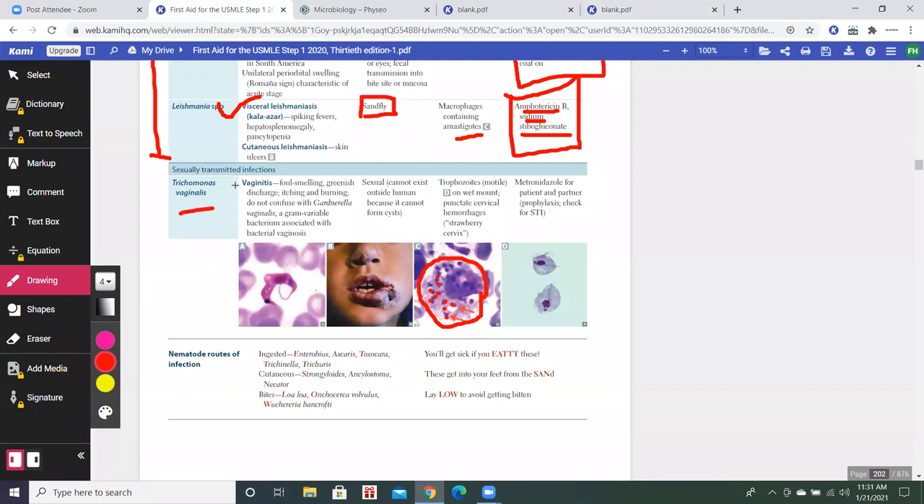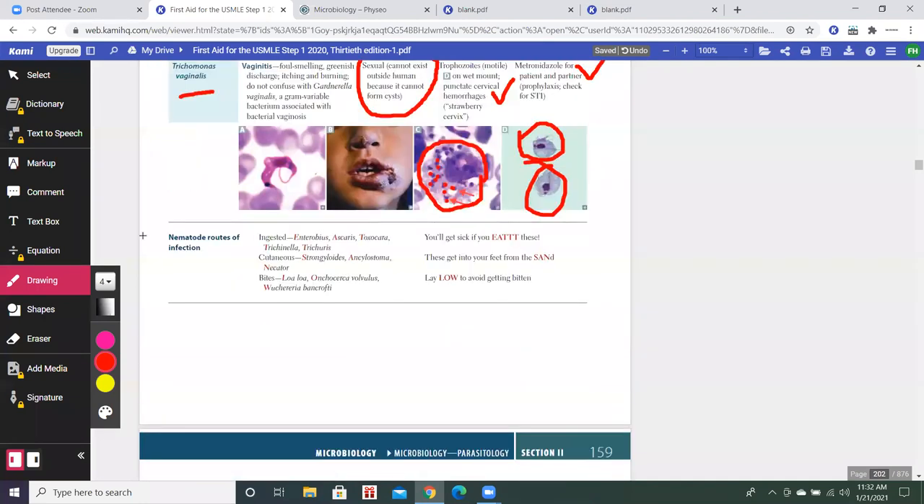So this is Trichomonas vaginalis. This is the trophozoite that you will see over here. It's a foul smelling greenish discharge with itching and burning sensation. The transmission is sexual transmission. Another one: if you have a patient with bacterial vaginitis, with Gardnerella vaginalis, when you treat the patient, do you have to treat the husband? For Trichomonas vaginalis, if you treat the patient, do you have to treat the husband? Yes, this is sexually transmitted. So that's that. Metronidazole for patient and partner.